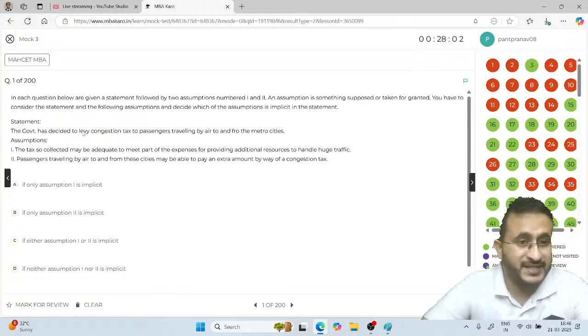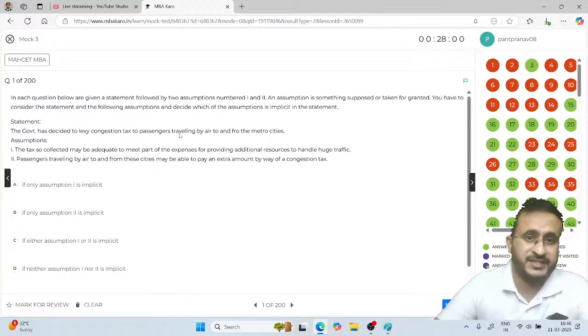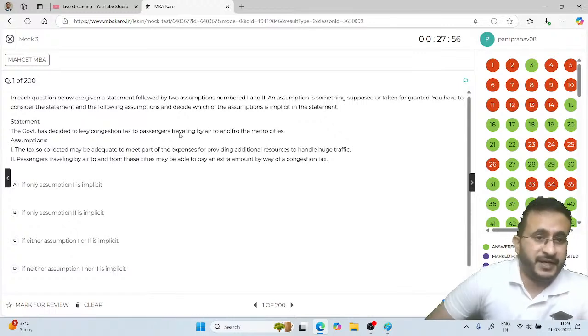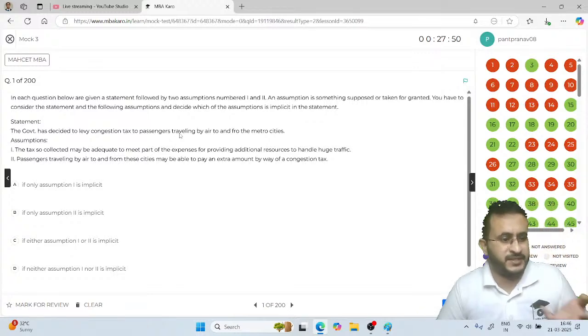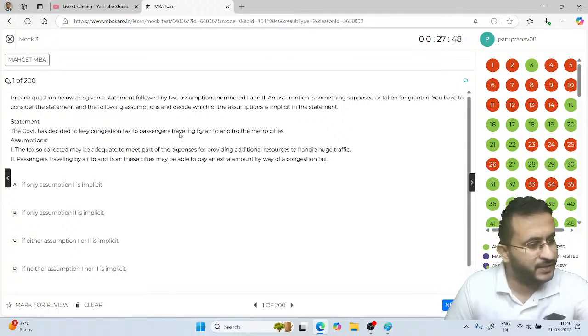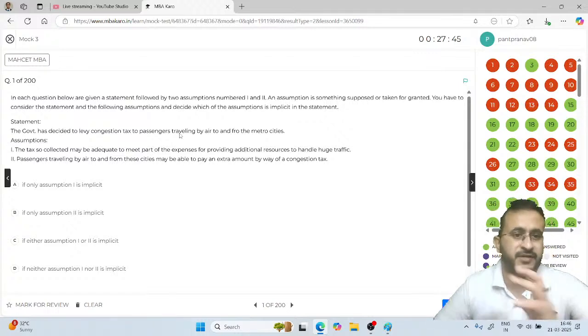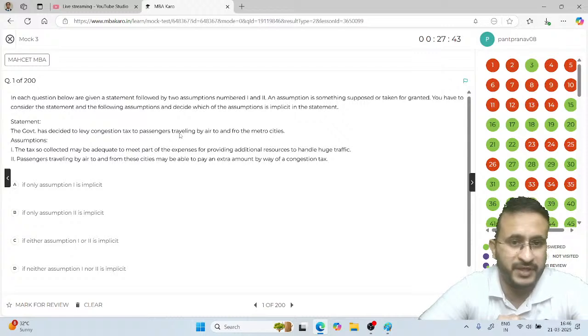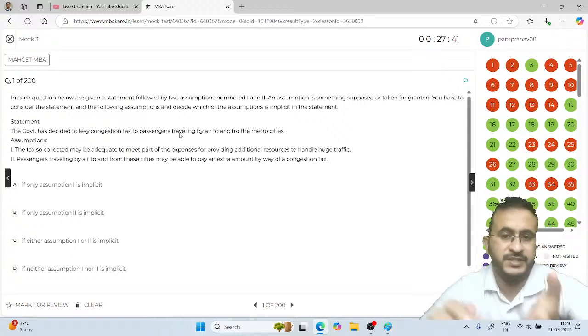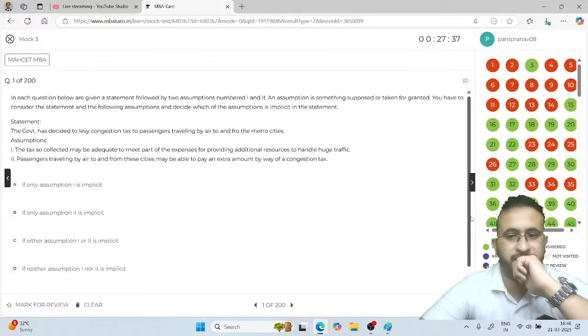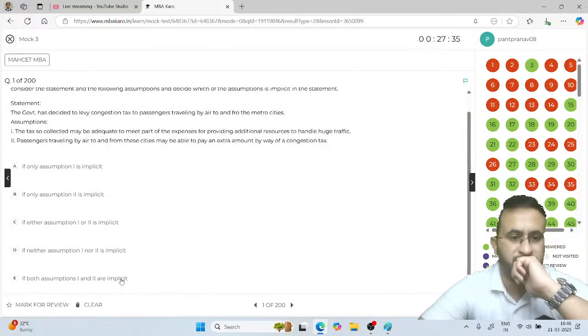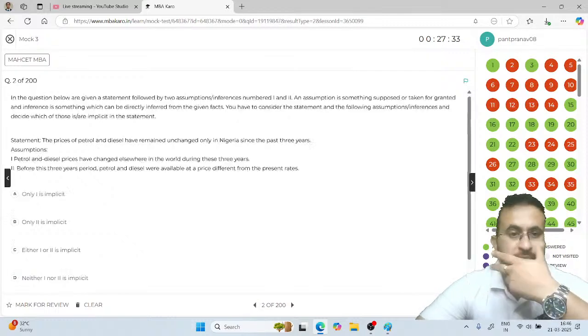The government has decided to levy congestion tax to passengers traveling by air to and fro the metro cities. The tax so collected may be adequate to meet part of the expenses. Yes, possibly. Right, you can meet some of the expenses if you have some tax. And then it says the passengers traveling by air to and fro these cities may be able to pay an extra amount by way of congestion tax. So I think that is also true. That is why they are putting this congestion tax. They may be able to pay that.